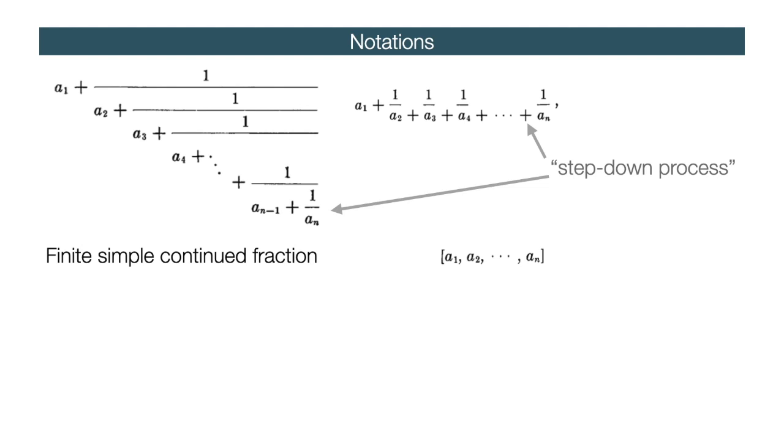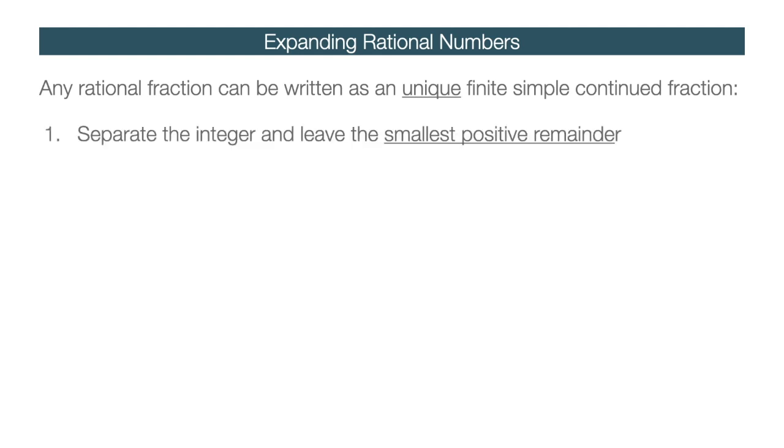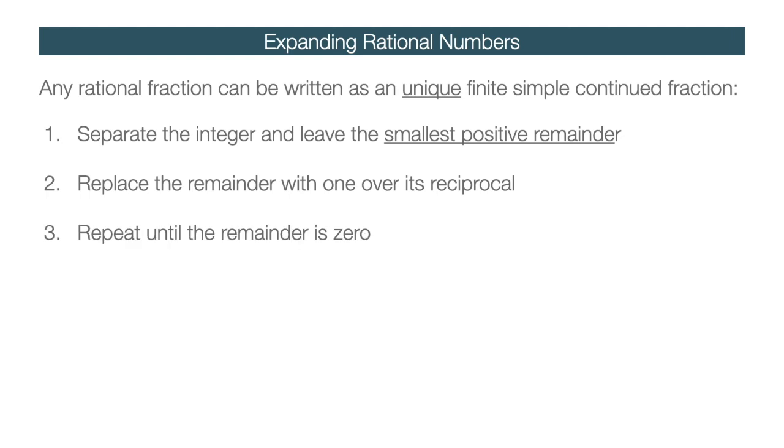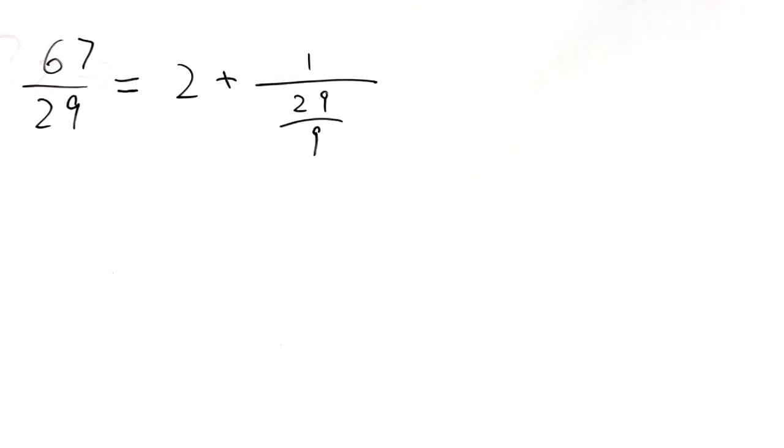Or we can just write down the partial quotients, which in this case are the a's. Any rational fraction can be written as a unique finite simple continued fraction. We first separate the integer and leave the smallest positive remainder. Next, we replace the remainder with 1 over its reciprocal, and we repeat until the remainder is 0. Here is an example.